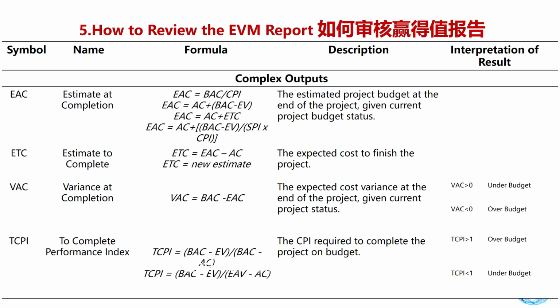EAC. Estimate at completion. EAC equals BAC/CPI. EAC equals AC plus BAC minus EV. EAC equals AC plus ETC. EAC equals AC plus (BAC minus EV) / (SPI x CPI). The estimated project budget at the end of the project, given current project budget status. ETC, estimate to complete. ETC equals EAC minus AC, or ETC equals new estimate. The expected cost to finish the project.